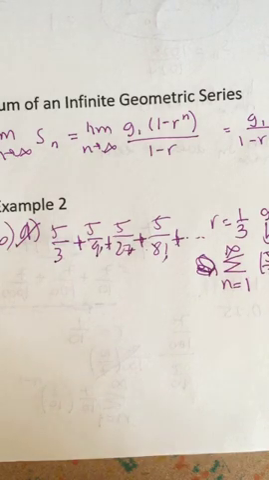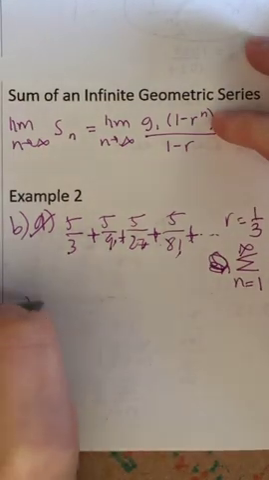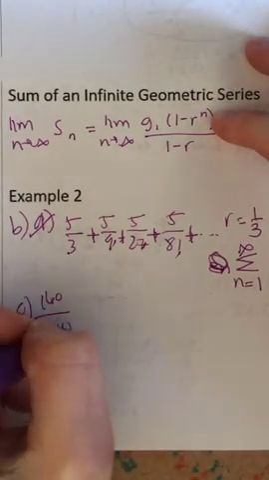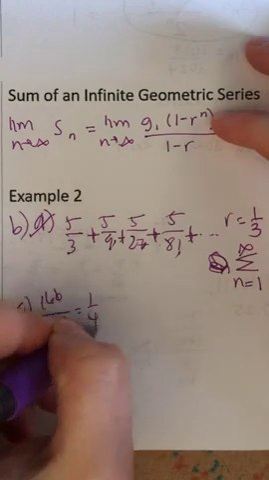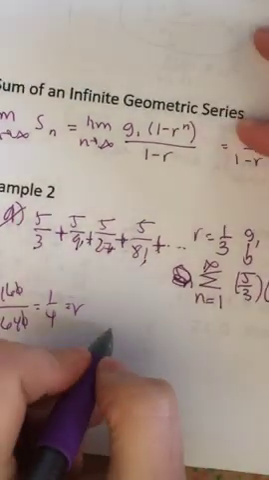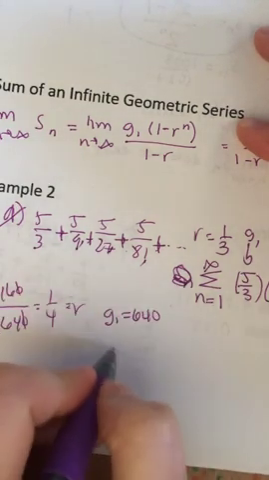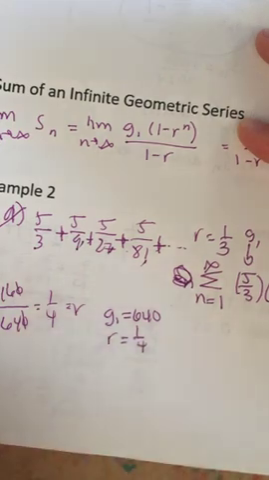It could be geometric, and my R value would be what? What is 160 divided by 640? So C, 160 divided by 640. That should be 1/4. So your R value is 1/4, which means that it is going to have a G1. So my first term is 640. My R value is 1/4.